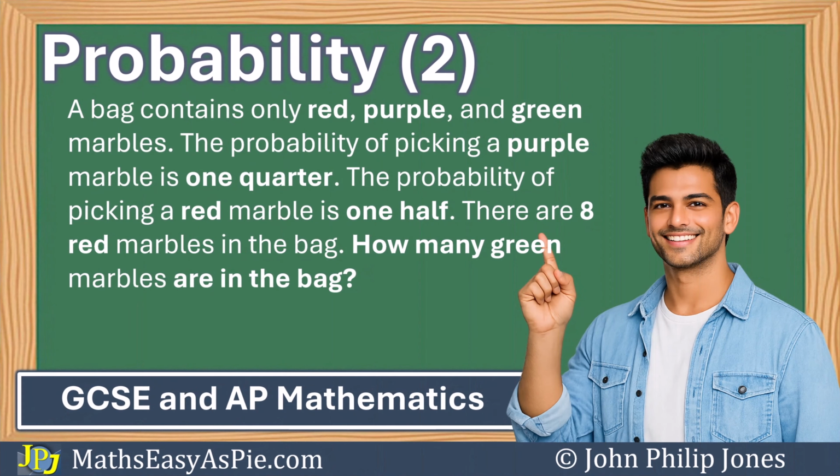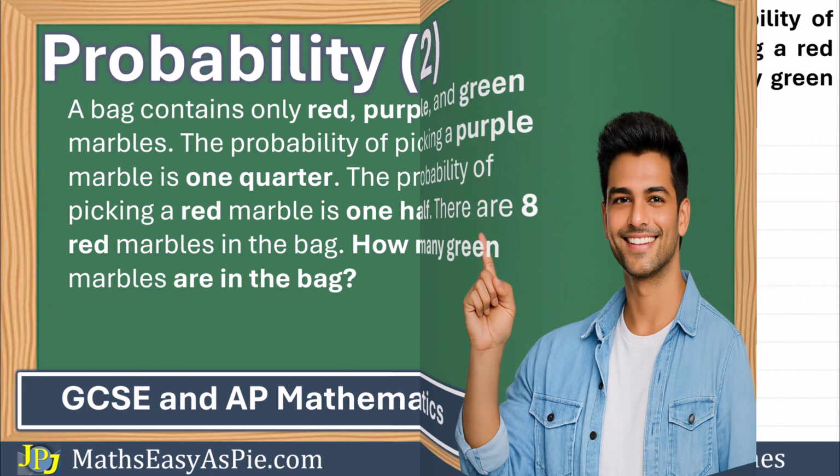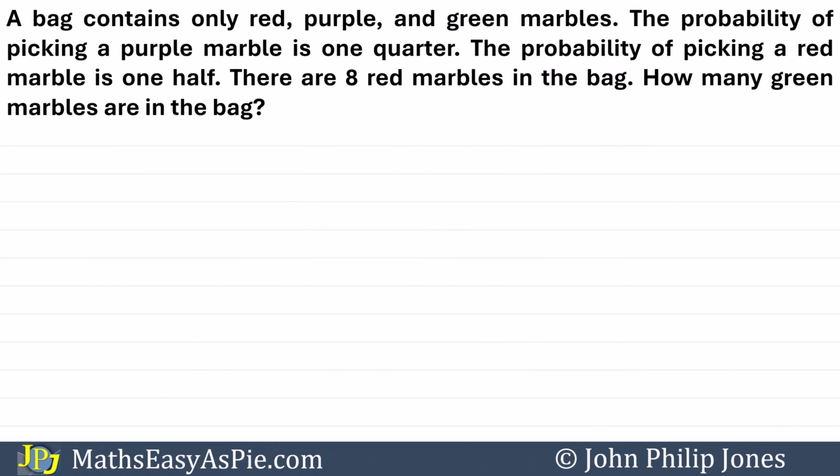This is a typical question you would find on a mathematics exam paper. Let's look at the question on the next slide. A bag contains only red, purple and green marbles. The probability of picking a purple marble is 1/4. The probability of picking a red marble is 1/2.